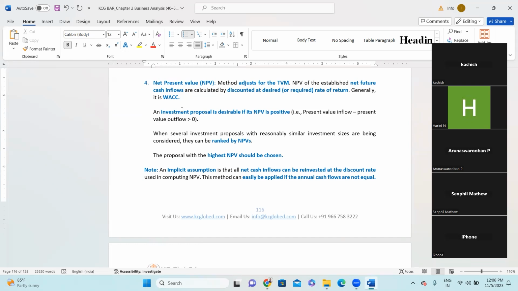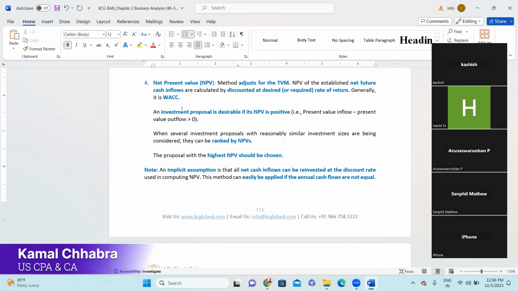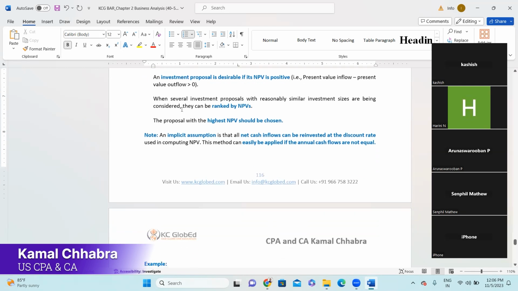An investment proposal is desirable if NPV is positive. It means present value of inflow is greater than present value of outflow, then the respective proposal is acceptable. When several investment proposals are given, with reasonably similar investment size, then consider the one in which NPV is high. So you need to calculate the NPV of each proposal and then rank them from top NPV to least NPV, right? The proposal with highest NPV should be chosen.